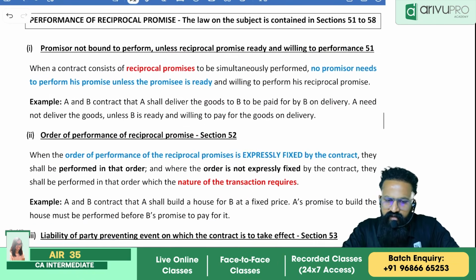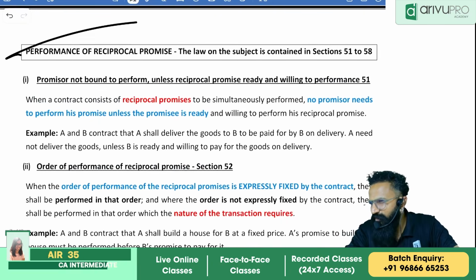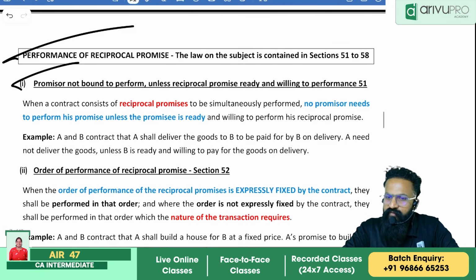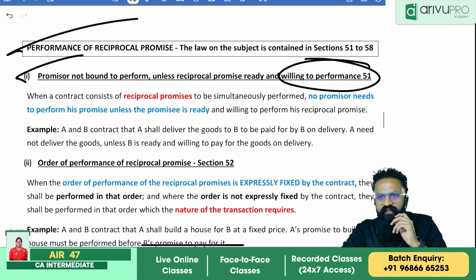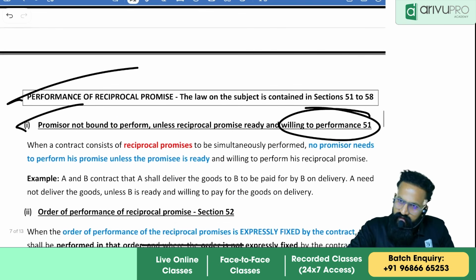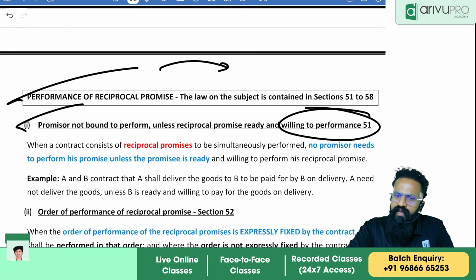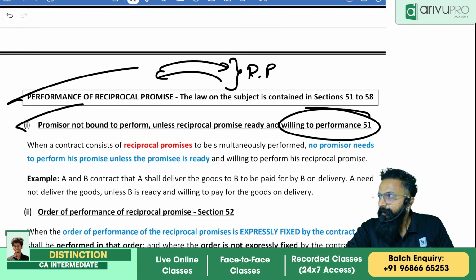Okay, next one, performance of reciprocal promises. Easy ones. I think one example was there also here. One class test was there. Promisor is not bound to perform unless the reciprocal promisee is ready and willing to perform. What does reciprocal mean? Whenever I have ordered something on Amazon for cash on delivery, he is agreeing to deliver after 3 days. I am also agreeing to pay after 3 days. Both of us have agreed today. This is called a reciprocal promise.